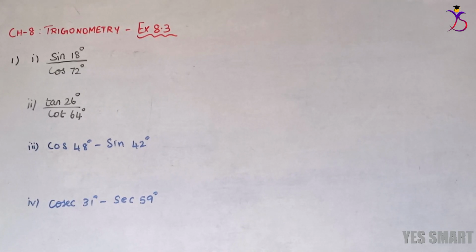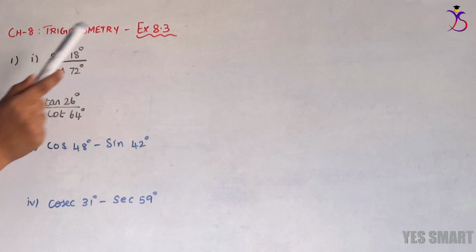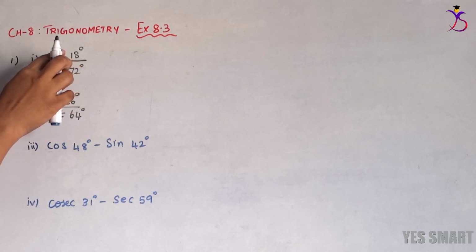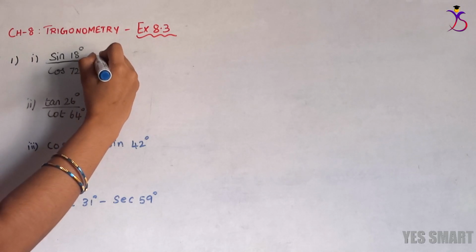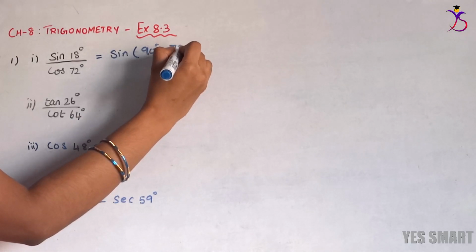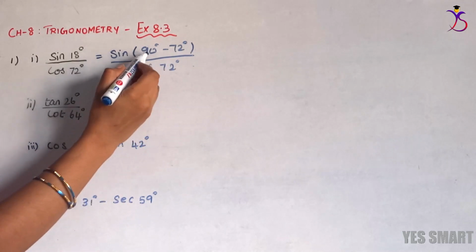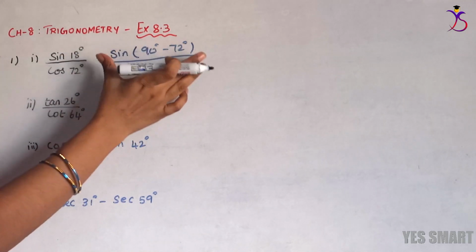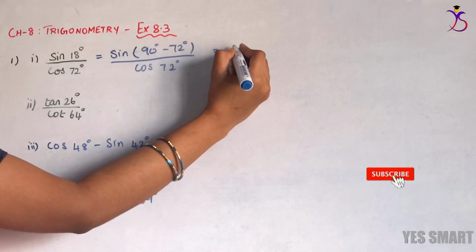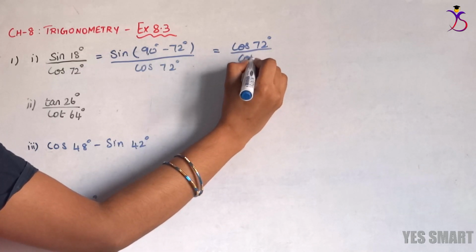Today's topic is Chapter 8, Introduction to Trigonometry, Exercise 8.3. The first sum is sin 18 degree by cos 72 degree. I'm going to rearrange this sin 18 degree into the sin 90 minus theta format. So sin (90 minus 72) degree by cos 72 degree. Now sin (90 minus 72) gives me sin 18 degree, so I have reformatted it on the basis of sin 90 minus theta. Sin 90 minus theta is cos theta. So it becomes cos 72 degree, and the denominator is cos 72 degree. Cos 72 by cos 72 is 1.